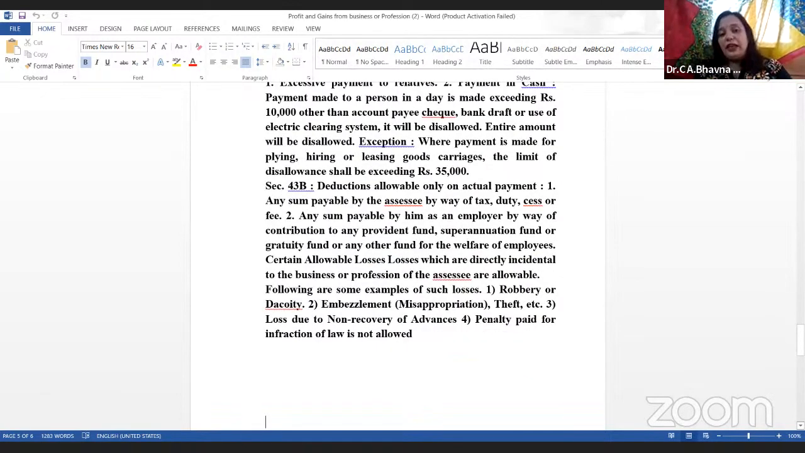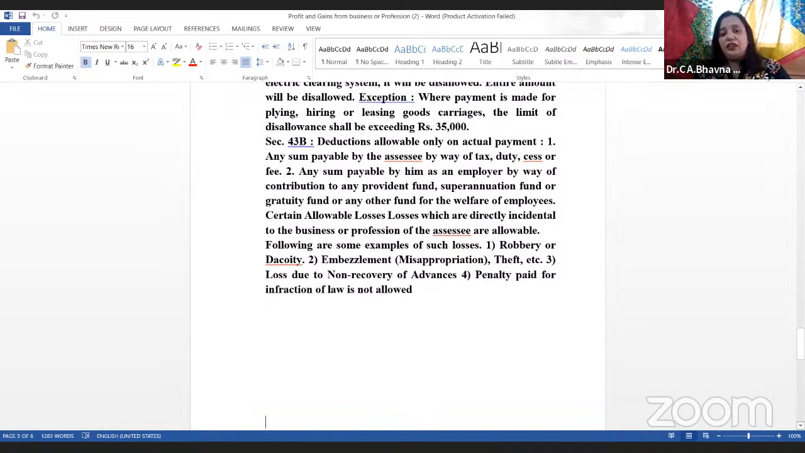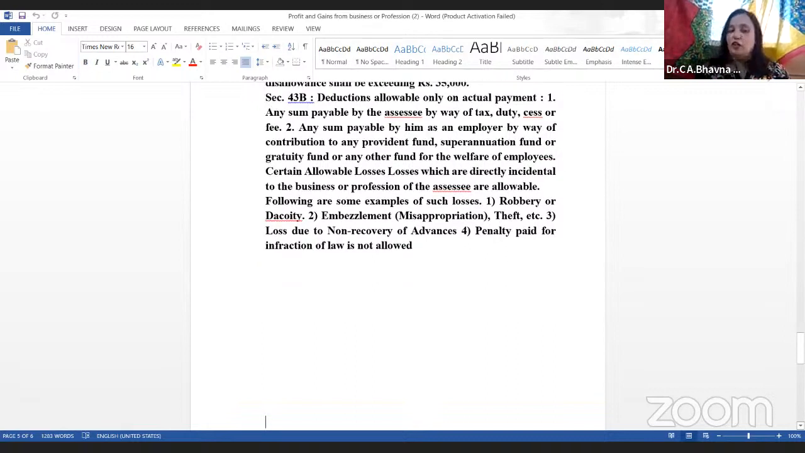So any tax, whichever you are going to pay, it would be allowed only on the paid basis. Any losses like robbery, dacoity, embezzlement of cash, that is allowed. But any penalty paid for infraction of law, it is not allowed.